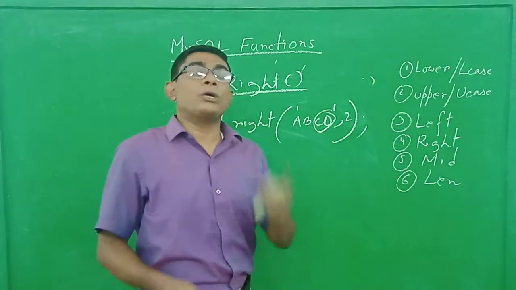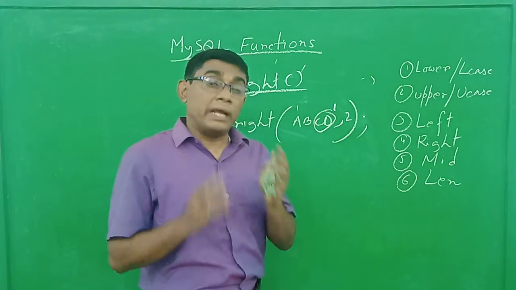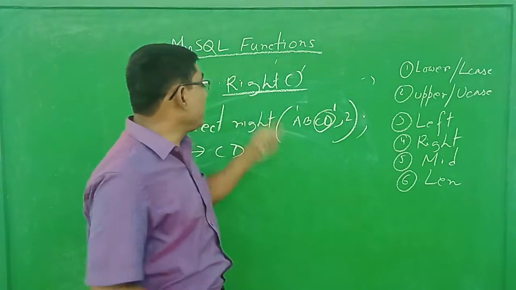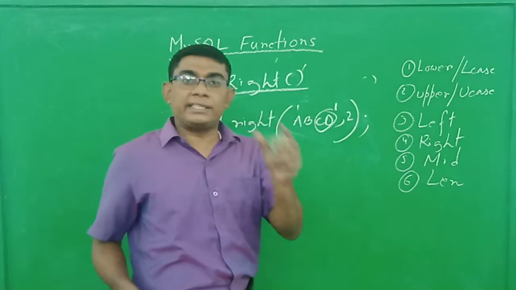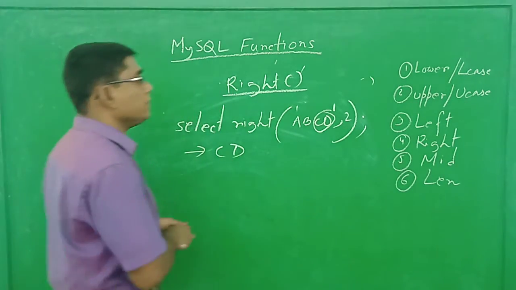So understood? What is the left function? It will extract a part of the string from the left hand side of the string. And what is the right function? It will extract characters from the right hand side of the string.